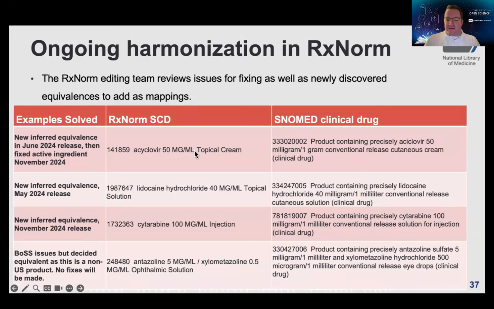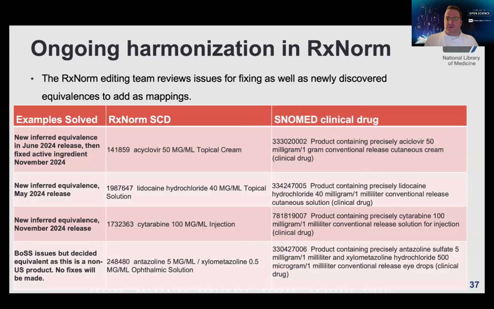And I can get into that a little bit more, but I'm not the expert. So I think, and this is just what I've been told, RxNorm relies a lot on DailyMed, whereas SNOMED relies on ECM. And I could be wrong about that, so someone more familiar with pharmacology can correct me there. But the ongoing harmonization in RxNorm has started this year.